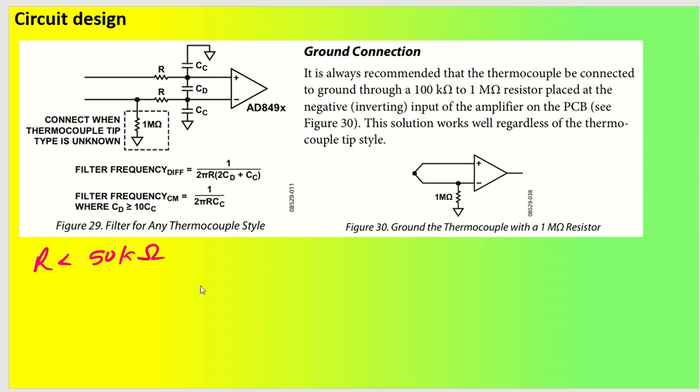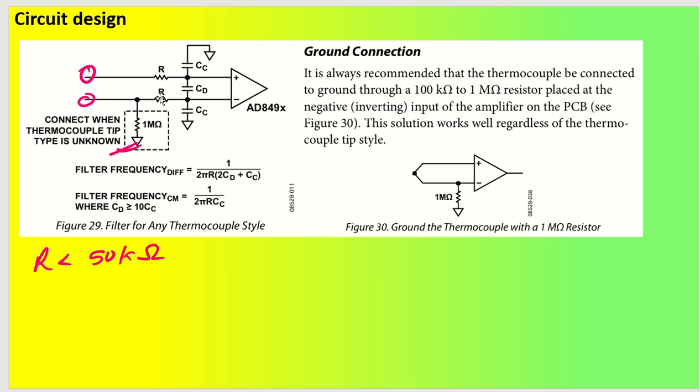Now let us talk about circuit design. This is where the thermocouple wires get connected. We have to connect this when the thermocouple tip type is not known. It means you will be able to use this with any kind of thermocouple that you want to add, and it will be able to match it. At the same time, it will help you to detect a break as well.